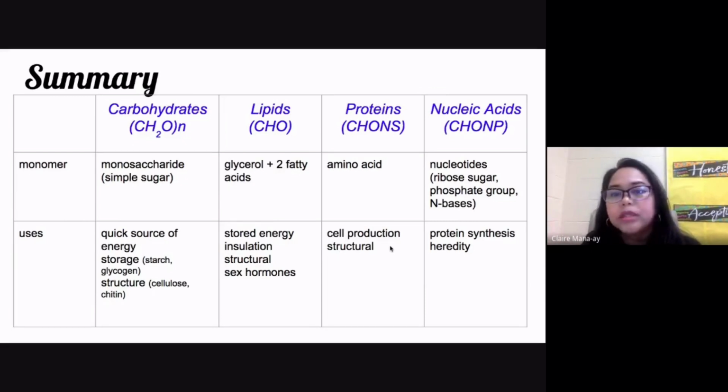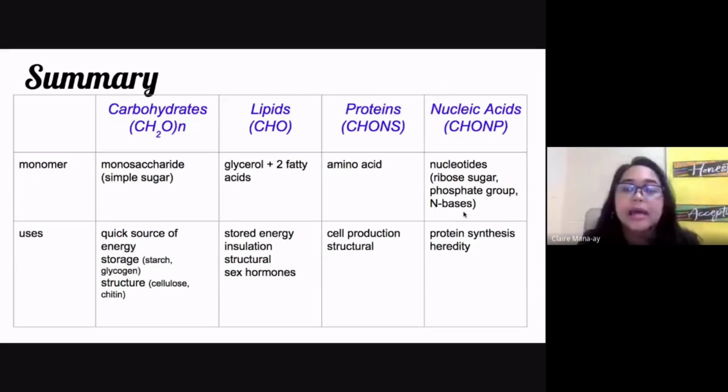What else? Your enzymes are also proteins, and so their structure is also very important. Once the structure is disrupted, your enzymes, your proteins would stop working. Now the last type, of course, would be your nucleic acids. Your nucleic acids would have carbon, hydrogen, oxygen, nitrogen also, and phosphorus, your phosphate group. Because its monomer would be your nucleotides, which is made up of ribose sugar, your phosphate group, and your N bases. You have two types for your nucleic acids.